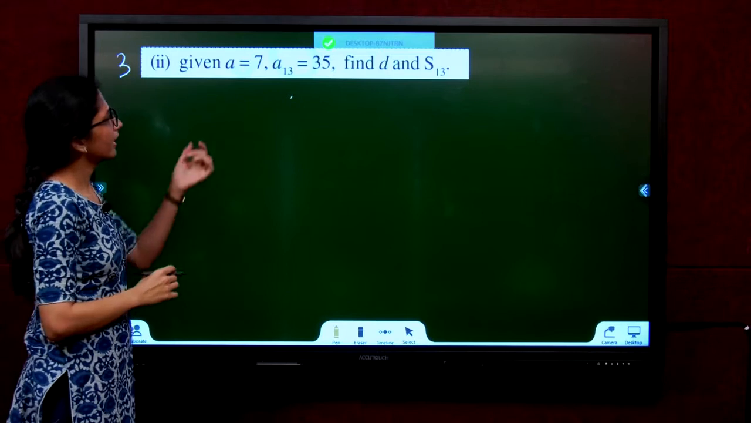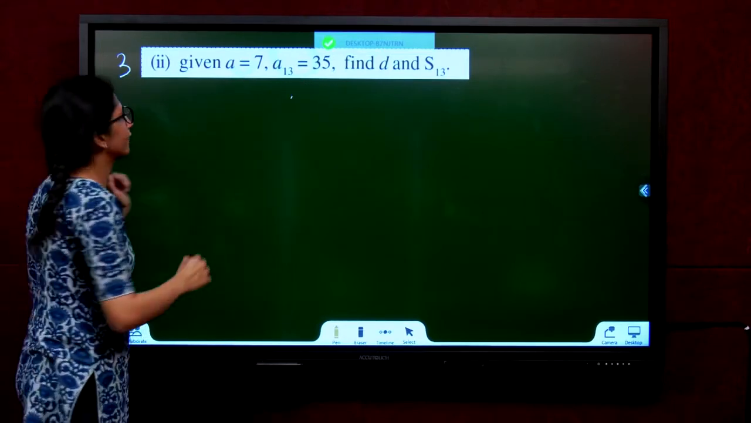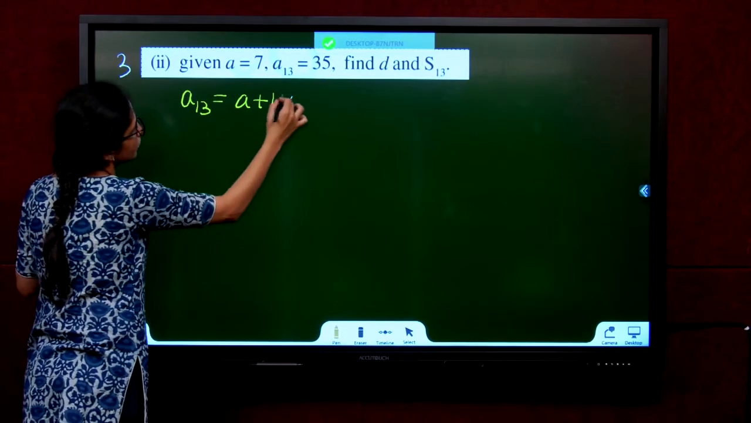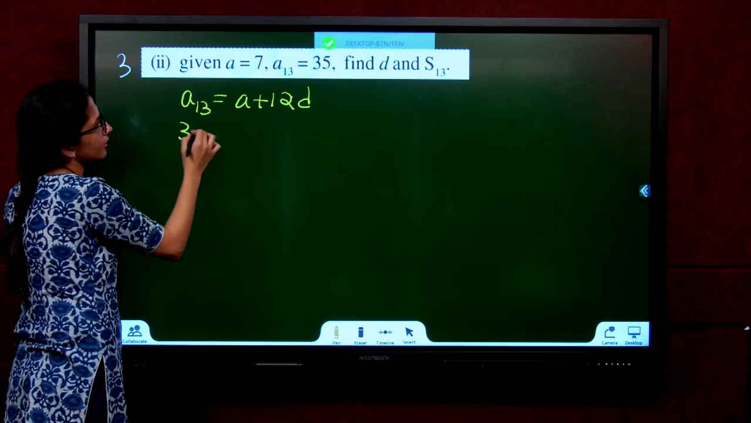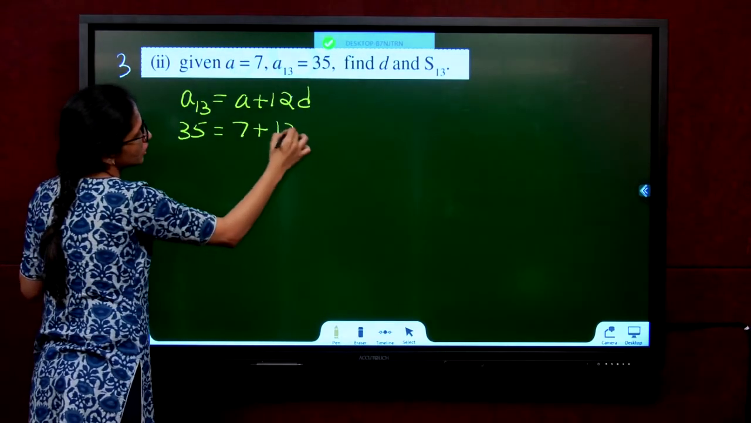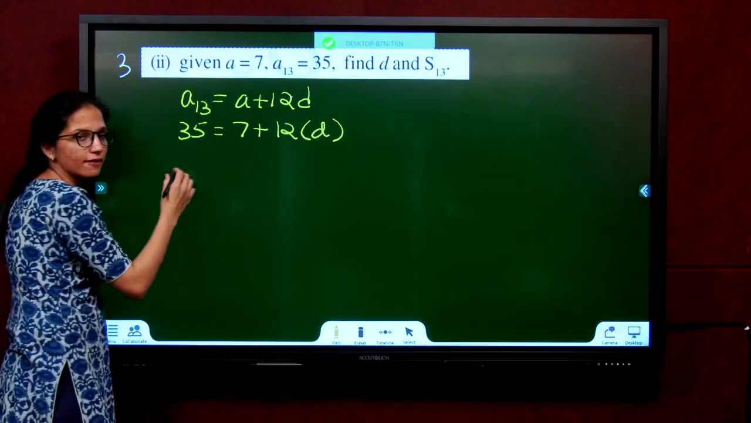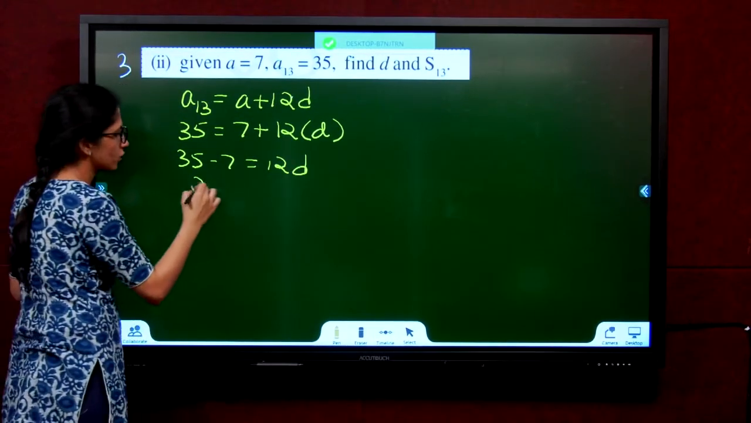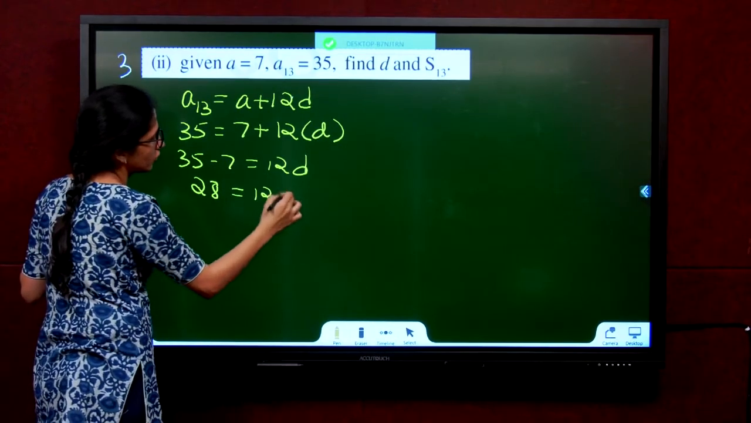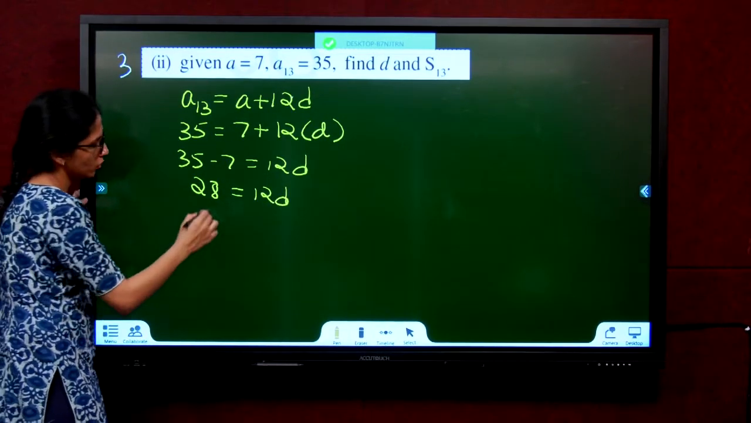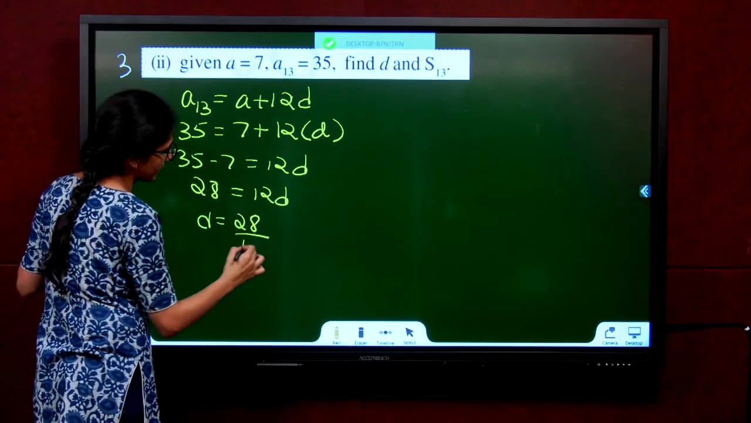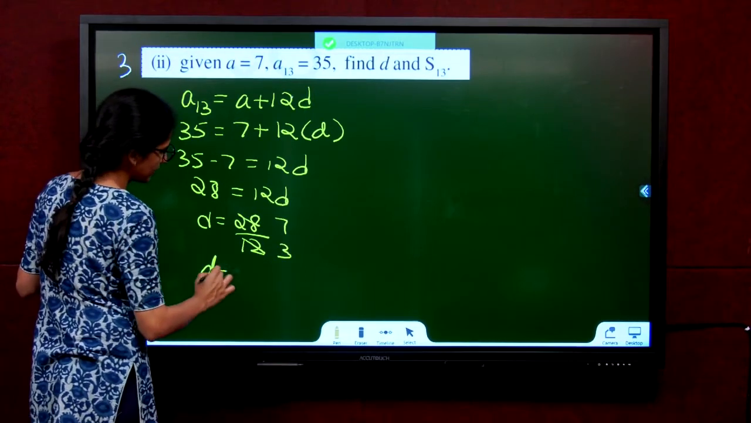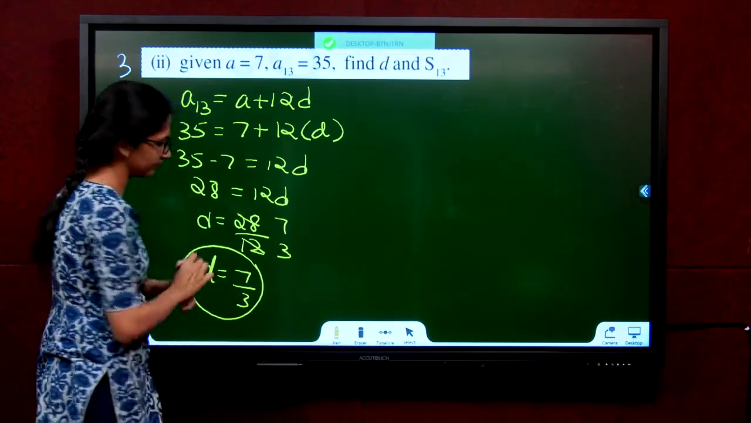Third question. A7, A13 is given. First find D, they have told. So what do we know? A13 is equal to A plus 12D. A13 is 35, A is 7, plus 12 into D. 7 goes this side. 35 minus 7 equals 12D. 35 minus 7, 28 is equal to 12D. Correct? So D is equal to 28 by 12. D is equal to 7 by 3.